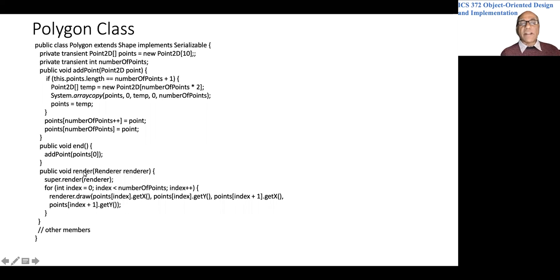And here is the rendering of a polygon. We go through every vertex and draw the line connecting that vertex to the next one.